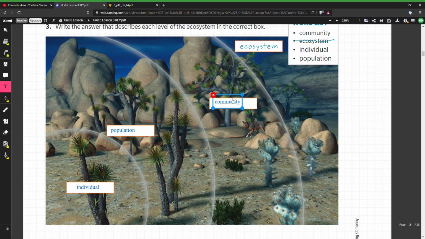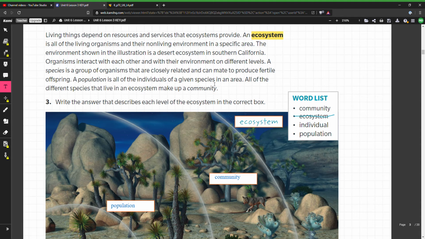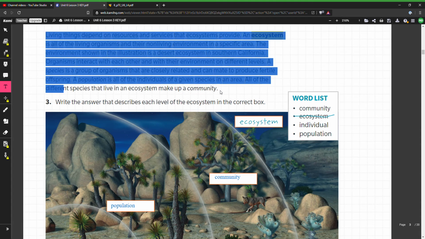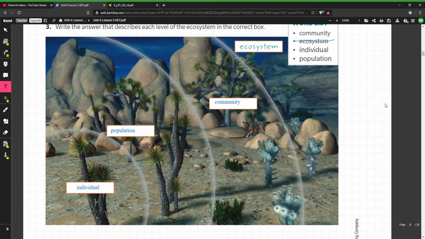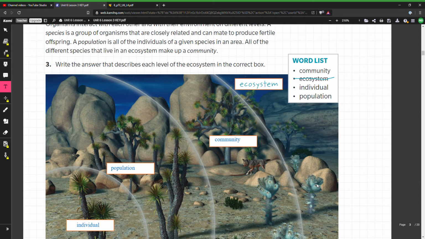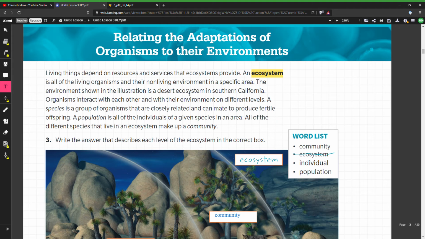Then we have the community. The community is described up here. All of the different species that live in an ecosystem make up a community. So this is in a particular ecosystem, right? Just like this landscape here. But now you can see how we have a Joshua tree in here, but we also have a coyote and these other plants. So this is the community. It involves other species. Then the ecosystem as a whole is the entire area. So an ecosystem is all the living organisms and the non-living things in the environment.